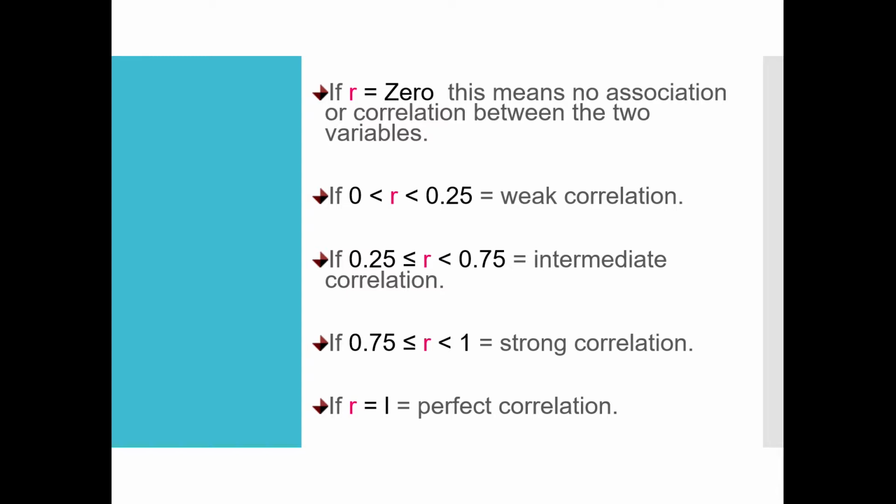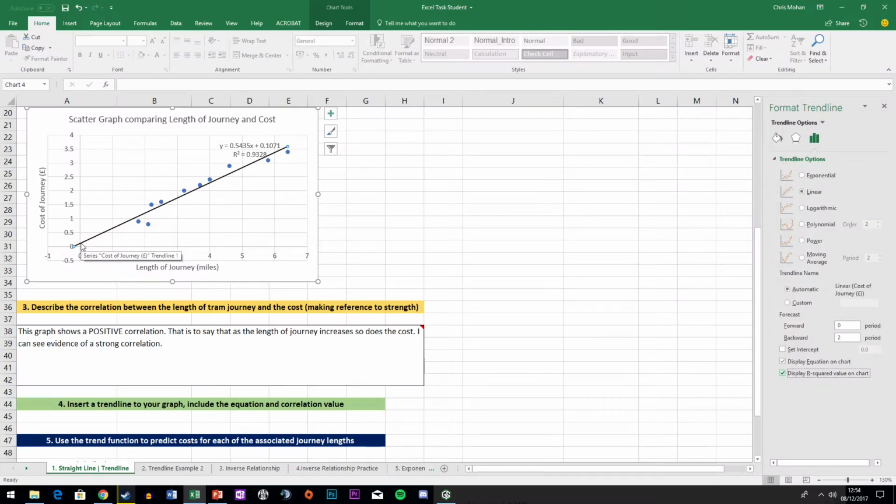If the R-squared value was equal to 1, then we would have perfect correlation, and that would mean that every single point is exactly on the line. Those values all range between 0 and 1. 0 means that I can't make any correlation between any of the values, and 1 means that all of the points lie exactly on the line. And you'll see that our R-squared value in this case is 0.9328.